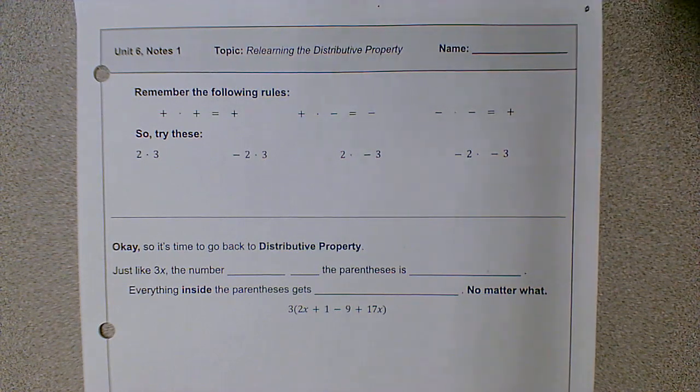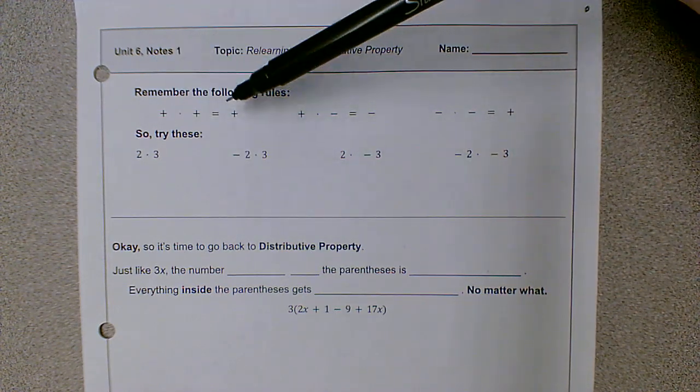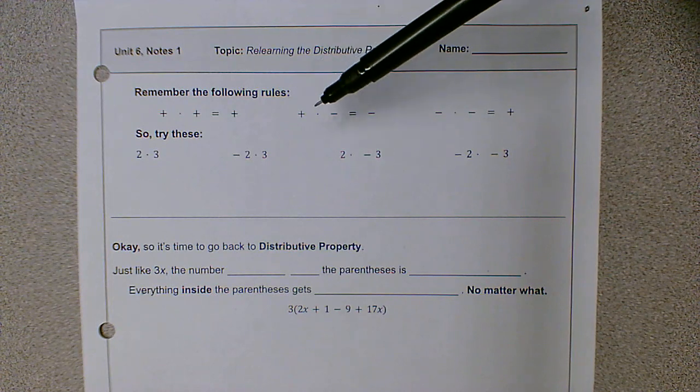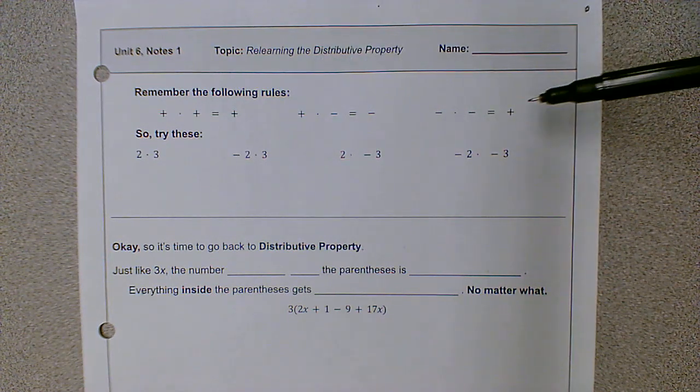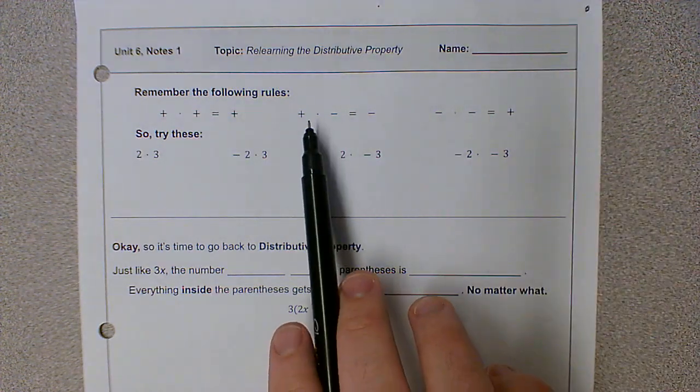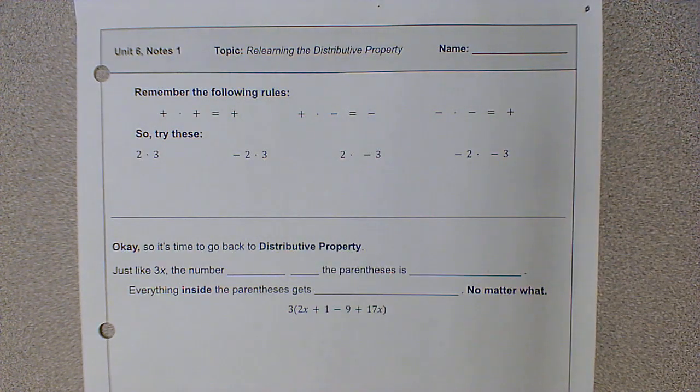I want you to remember the following rules. 2 positives multiply and give you a positive. A positive and a negative multiply, they give you a negative. And when 2 negatives multiply, they give you a positive. So, when the signs are opposite, it turns out negative.